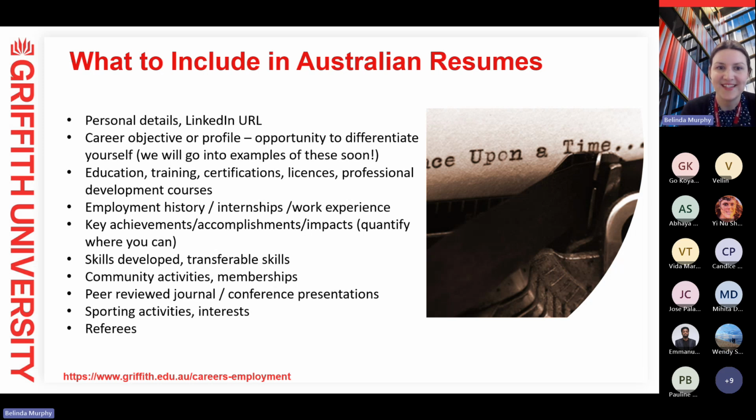Key achievements, accomplishments, and skill section. Some people have a skills section as well. You might want to think about how you actually acquire those skills, and providing some specific examples usually works best. Community activities, memberships, journals, conferences, sporting activities, interests, and referees. As you can see, this is a long, long list, and you definitely don't need to have all of these. I would probably have maybe max 5 or 6 different headings throughout your resume, because you don't want it to be, again, too long, and you want them to spend some time to read it.